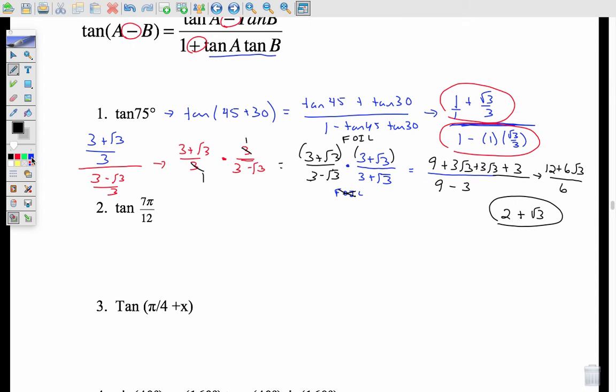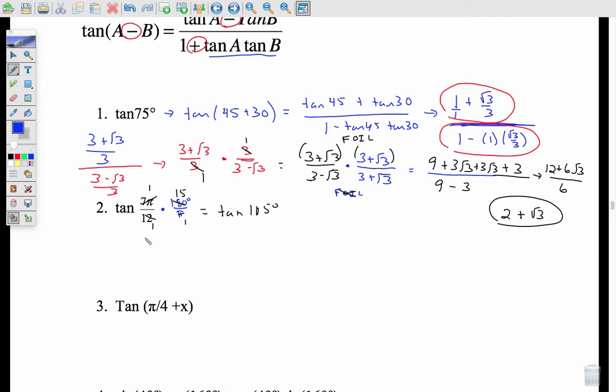Notice number 2 is an angle in radian measure. For most of us, it's probably easier to find two degree measures that add to be that number rather than two fractions. So I'm going to go ahead and change that to a degree measure by multiplying by 180 degrees over pi. The pi's will cancel here. The 12 and the 180 can both be divided by 12. So 12 divided by 12 is 1, 180 divided by 12 is 15. So that's going to give me the tangent of 105 degrees.